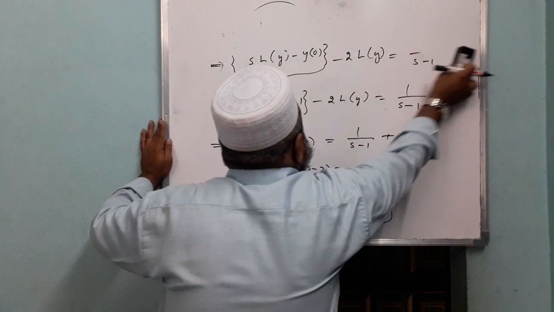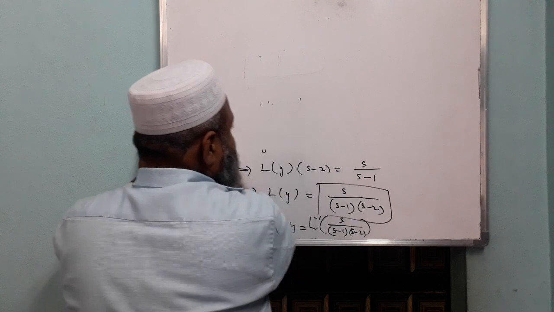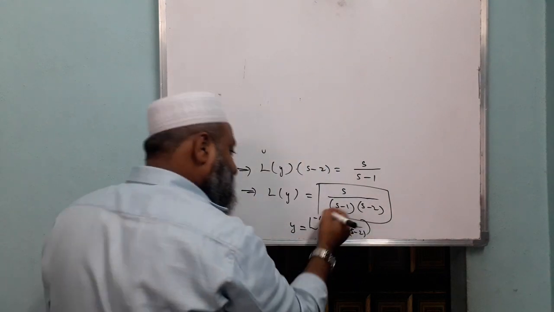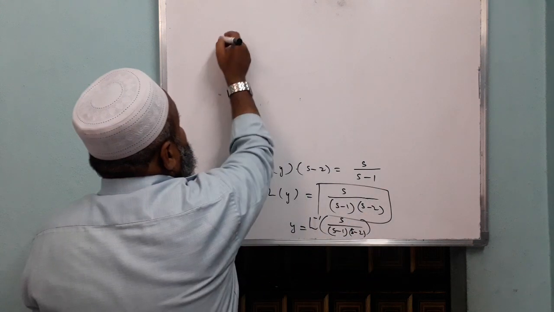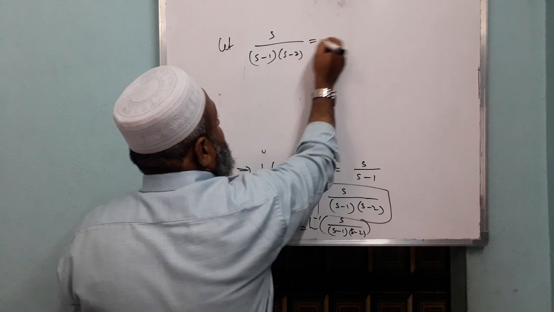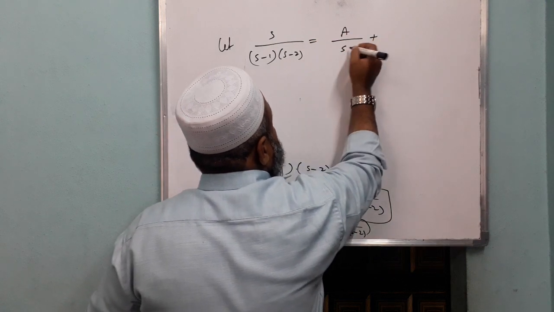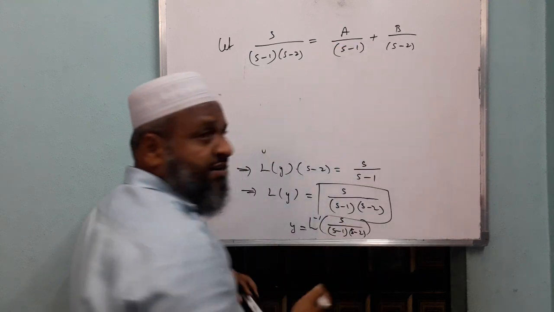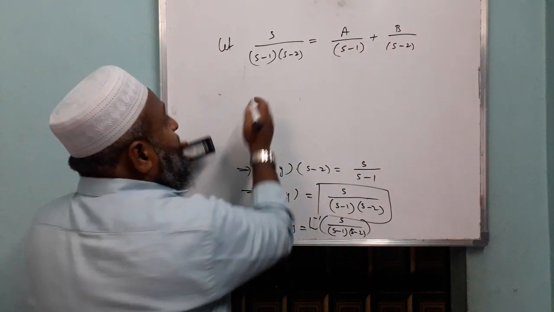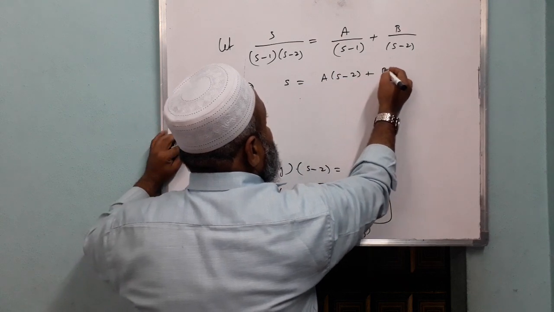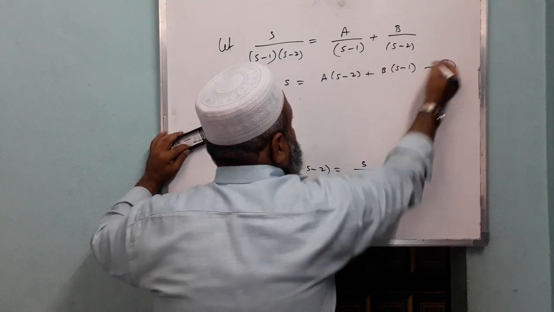Okay, so the continuation of the problem is just taking this L inverse. So what is this first s by (s minus 1)(s minus 2)? Let s by (s minus 1)(s minus 2) be a by (s minus 1) plus b by (s minus 2). It is by partial fractions. So implies s is how much? a into (s minus 2) plus b into (s minus 1).